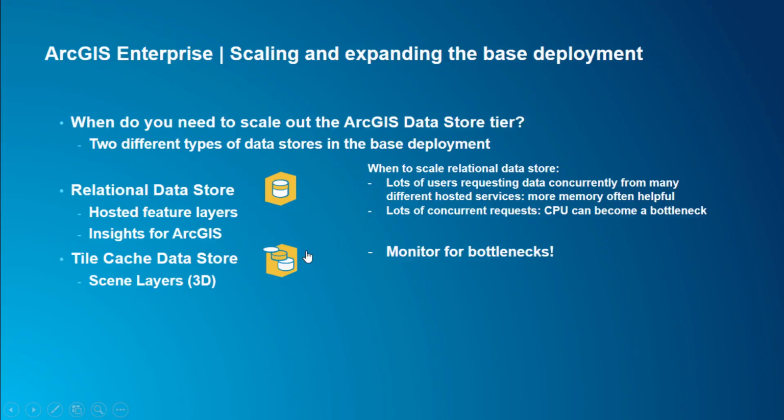But once it's built, it's just like a cached map service. Static data that's now being stored and streamed back to clients upon request. That data goes into the tile cache data store. So that's where you start seeing memory consumption on the tile cache data store. If you have a lot of different scene layers that are all being actively used, they're all hot in memory, you will need more memory on the tile cache data store tier.